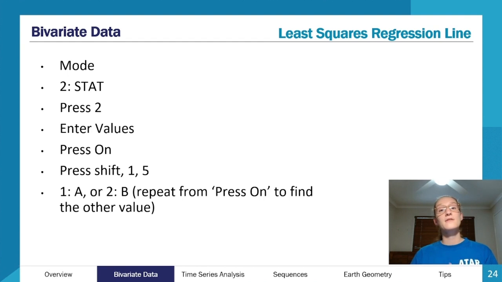And again, least squares regression lines. You can also calculate the A and B values using your calculator. It's almost the exact same process as doing it with your R value. I've got the steps up on the screen here. It's mode 2, 2, enter your values, press on, shift 1, 5. Then you press 1, which will correspond to A, if you're wanting to find out the A value, which is the y-intercept, or you press 2 if you're wanting to find out B, which is your gradient or your slope.